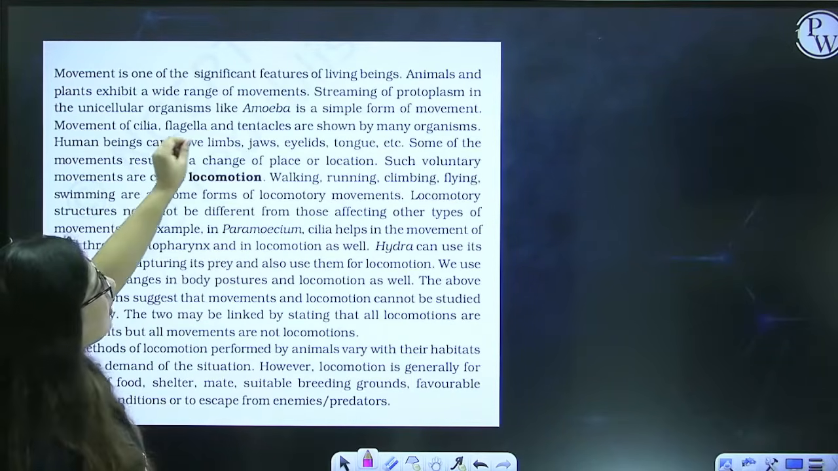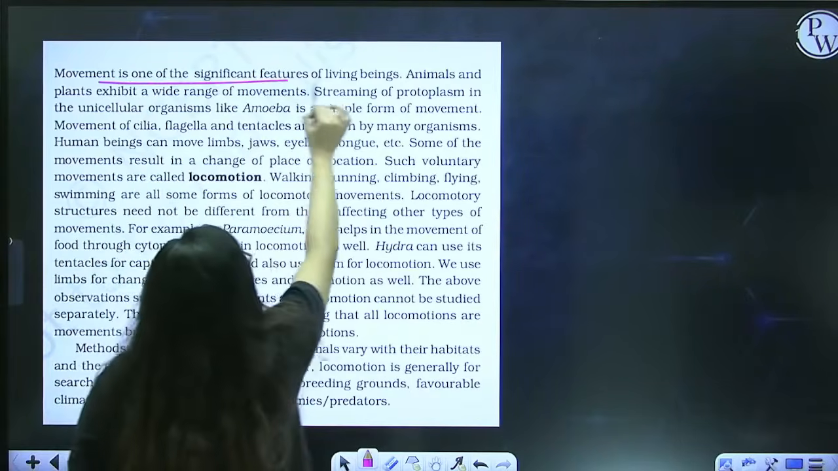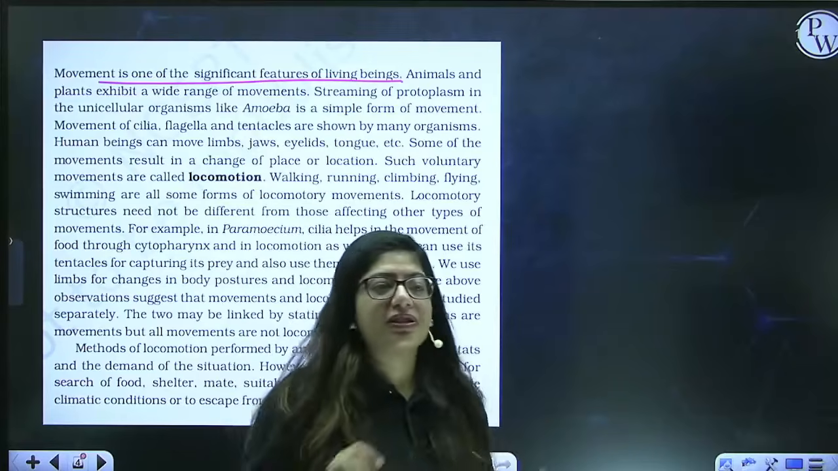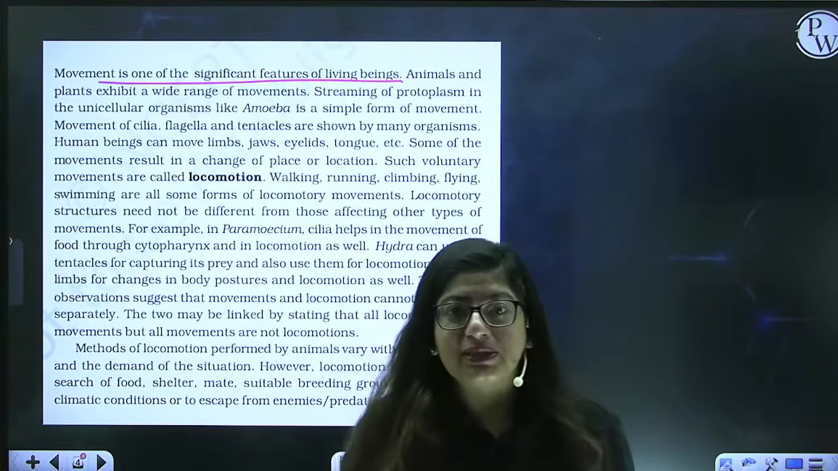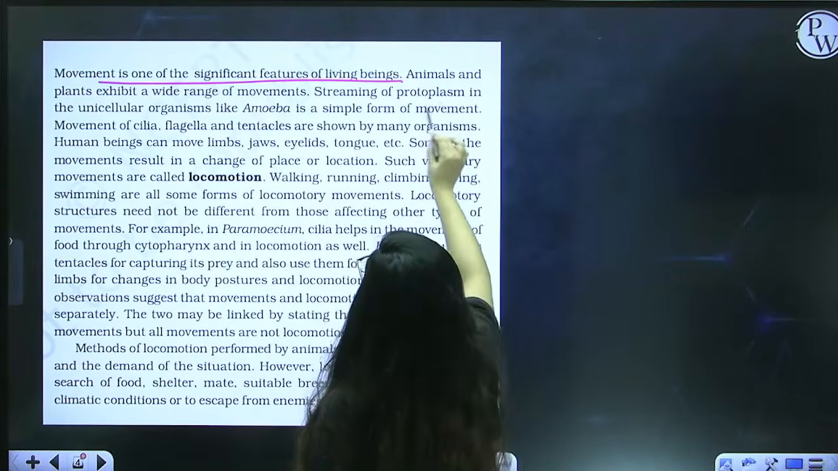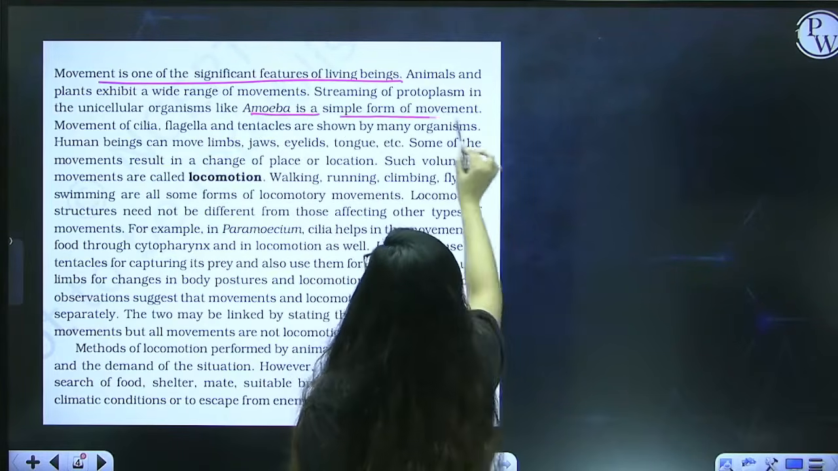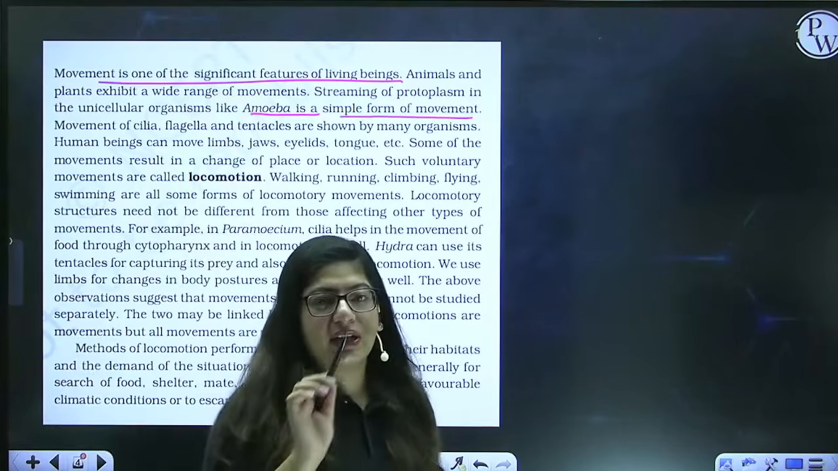Movement is one of the significant features of living beings. We know this is a significant feature especially of the animals. Locomotion is a feature of animals, not the plants. Plants cannot move from one place to another, but animals can. Animals and plants exhibit a wide range of movement. Streaming of protoplasm in unicellular organisms like amoeba is the simplest form of movement. So plants cannot undergo locomotion, but yes, they can undergo movement.